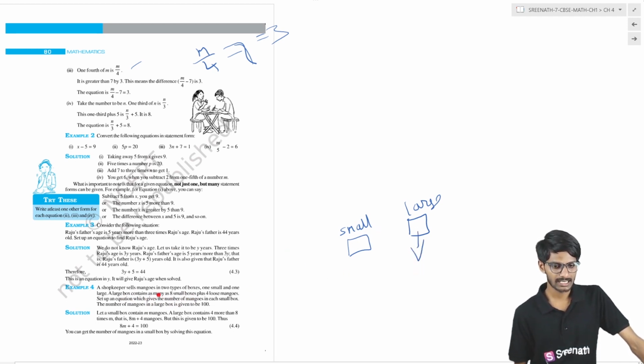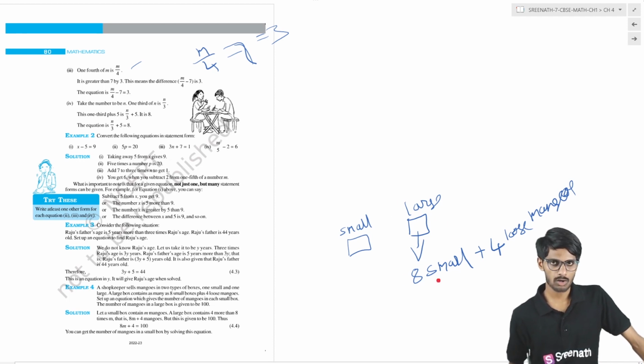A large box contains 8 small boxes plus 4 loose mangoes. So basically, this large box contains 8 small boxes of mangoes and 4 loose mangoes. Set up an equation which gives the number of mangoes in each small box.